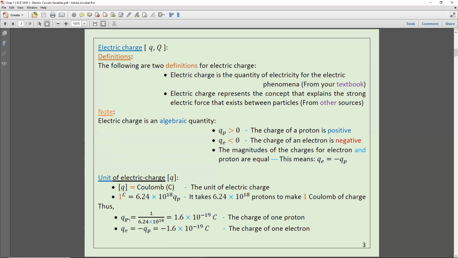In other words, if one coulomb equals this amount of electrons or protons, that means one proton or one electron is the same, but one is positive and one is negative; as a magnitude they are the same. That means one proton is actually 1 over this one coulomb. I just want to show you how small the proton is, or how big the coulomb is compared to the proton. So one proton or one electron is actually 1.6 times 10 to the power of minus 19 coulomb. Any question here?